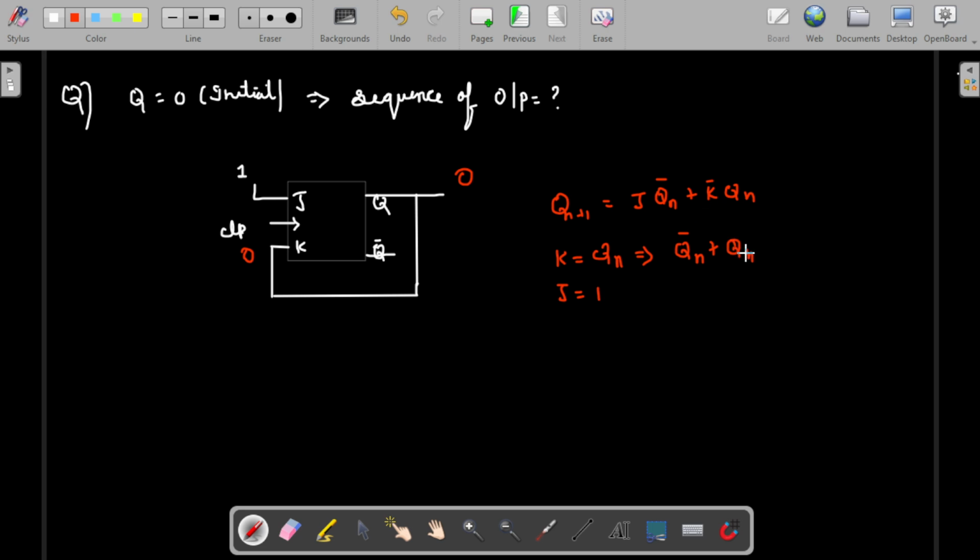So Qn into Qn bar, that will be equal to 1. So this is the condition. This is K bar, right? So K bar Q1, so this will get reversed. So the condition is that the output will be toggled every time.